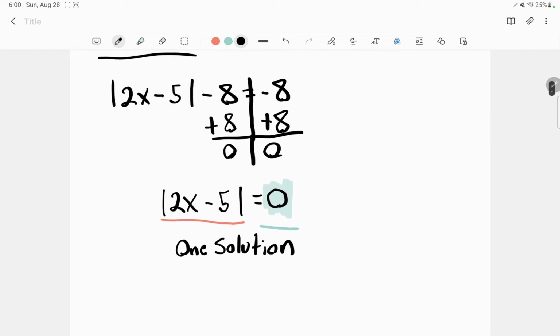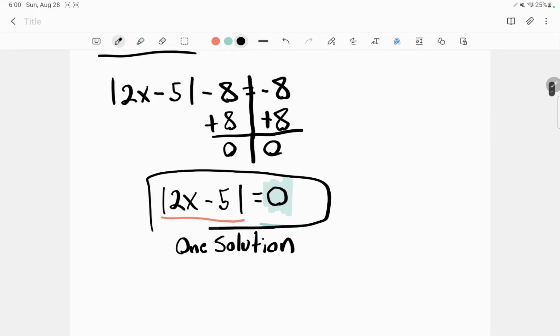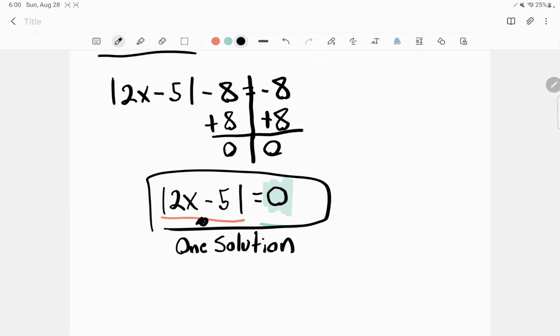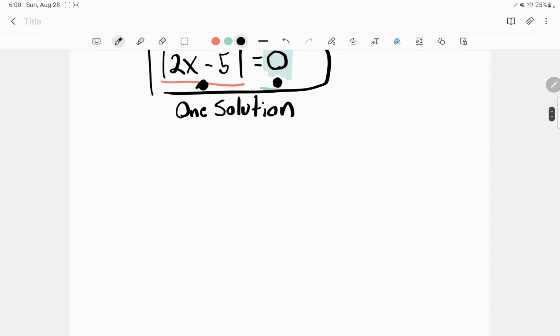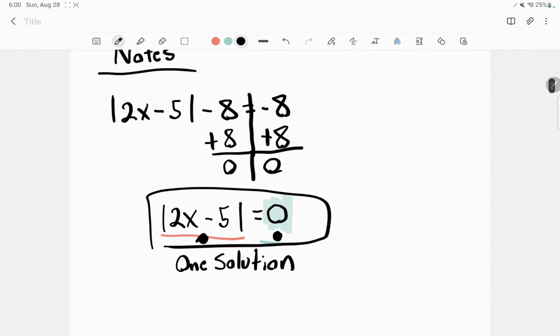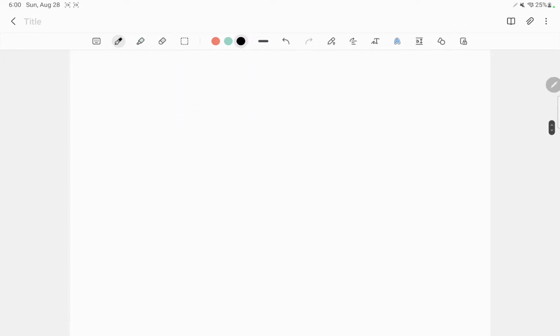Again, if the equation they're telling you to solve has your absolute value on one side and on the other side of the equal sign is a 0, then you only have one solution. It doesn't change. That's only when it's equal to. It's going to be a little different with inequalities.